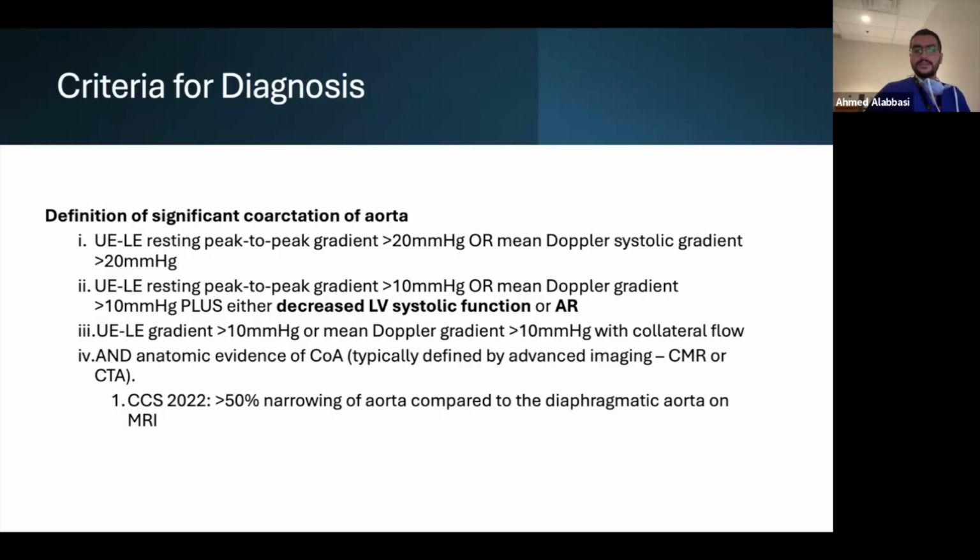The CCS 2022 guidelines do note that you need anatomic evidence of coarctation of the aorta, which makes sense. This is typically done by CMR or CTA. The CCS clearly notes that they would need a more than 50% narrowing of the aorta compared to the diaphragmatic aorta on an MRI. So this further highlights the importance of MRI testing in coarctation.